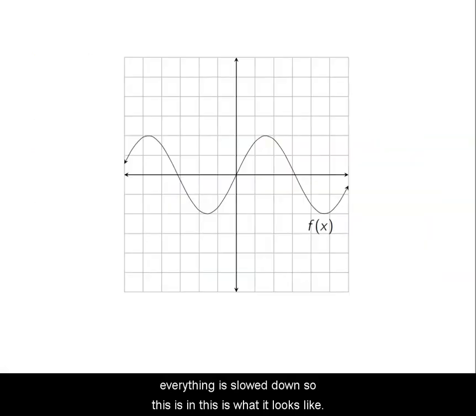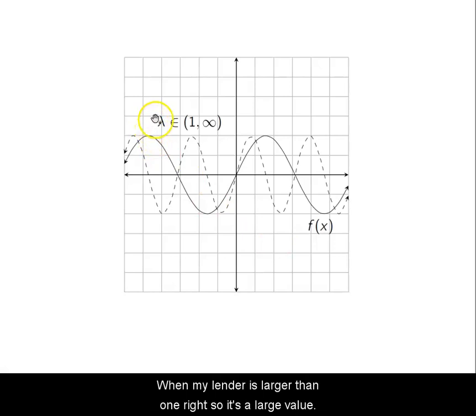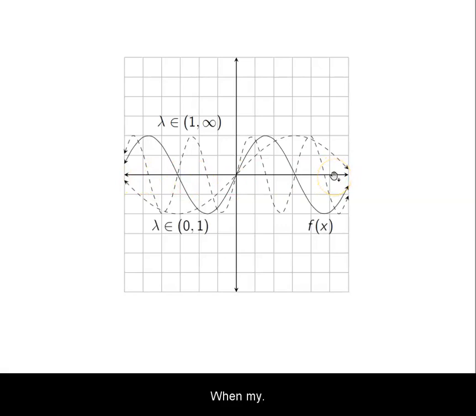So this is what it looks like when my lambda is larger than 1, right? So it's a large value, okay? So what it does is it compresses it. Things happen faster, right? When lambda is small, okay, it stretches it out, right? It makes it longer, right? So a large value shrinks it, compresses it. A small value stretches it out. Okay. So the important thing here is that we can combine multiple transformations to a single function all at once.